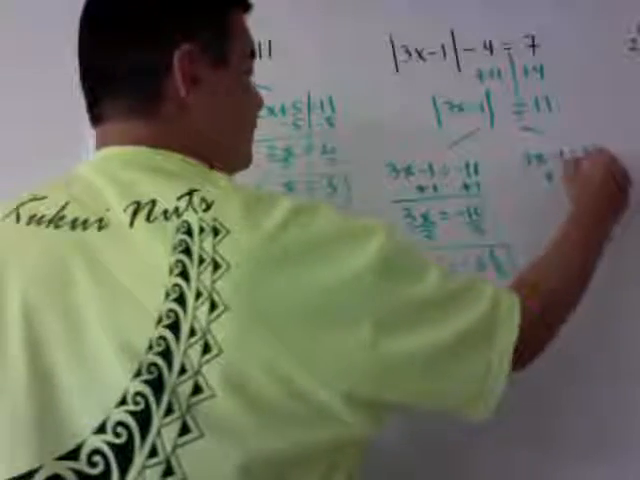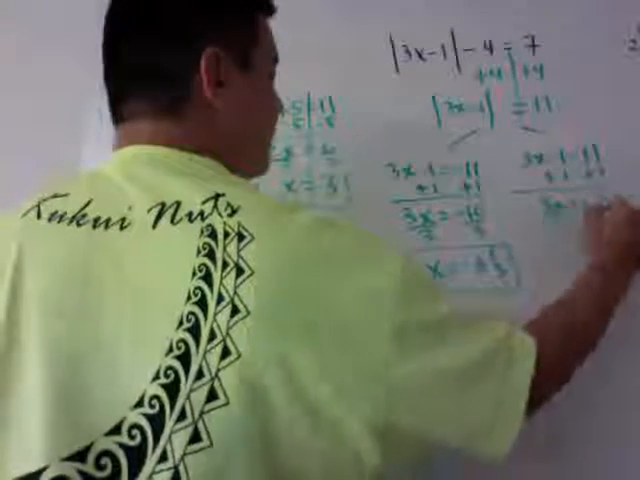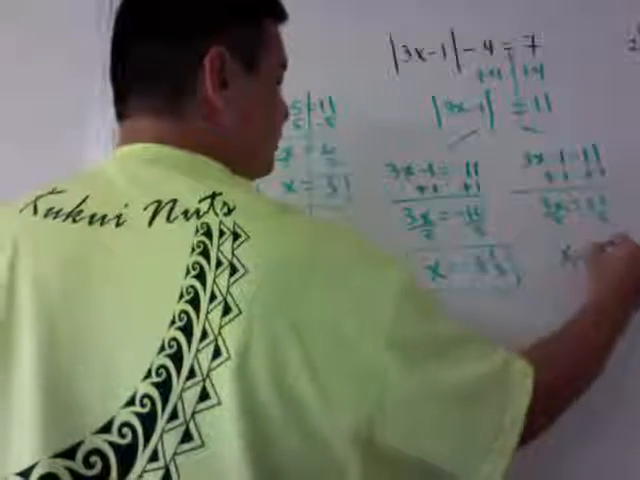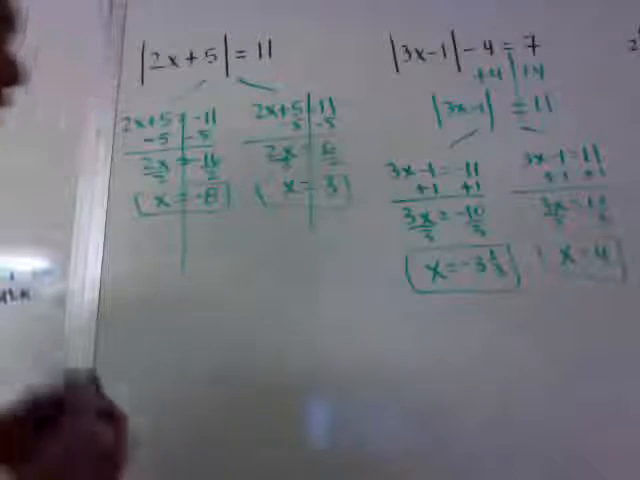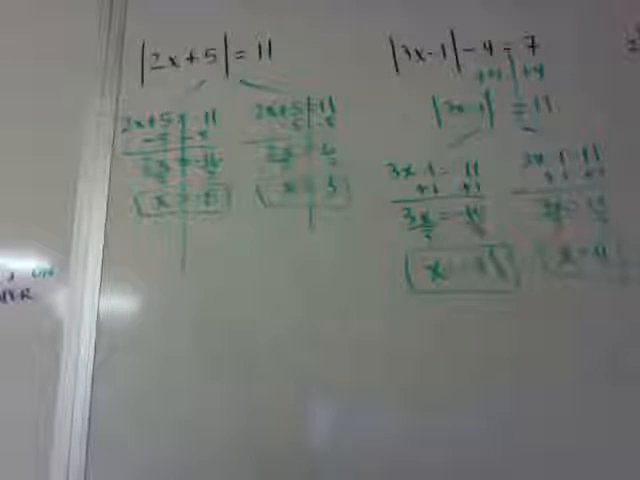If I plus 1, 3x is equal to 12. Divide by 3, and x is equal to 4. So I have two different answers that, if I put them in there, would work. Okay, that's how you do those.